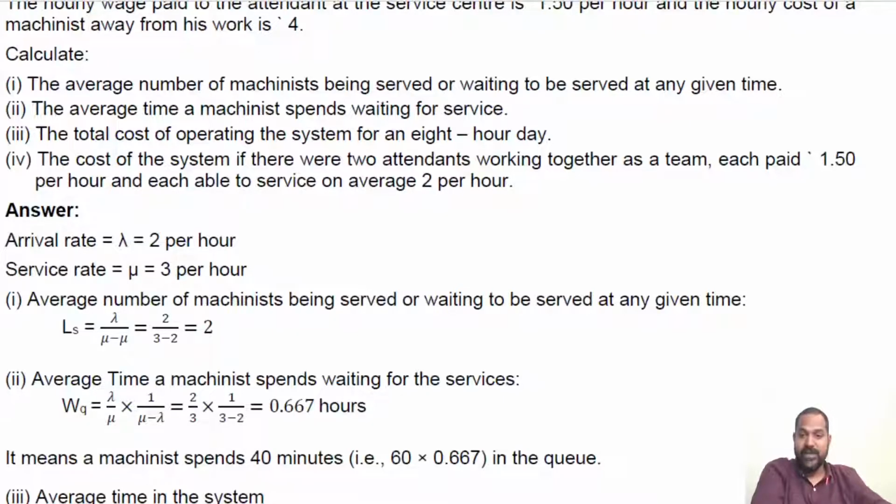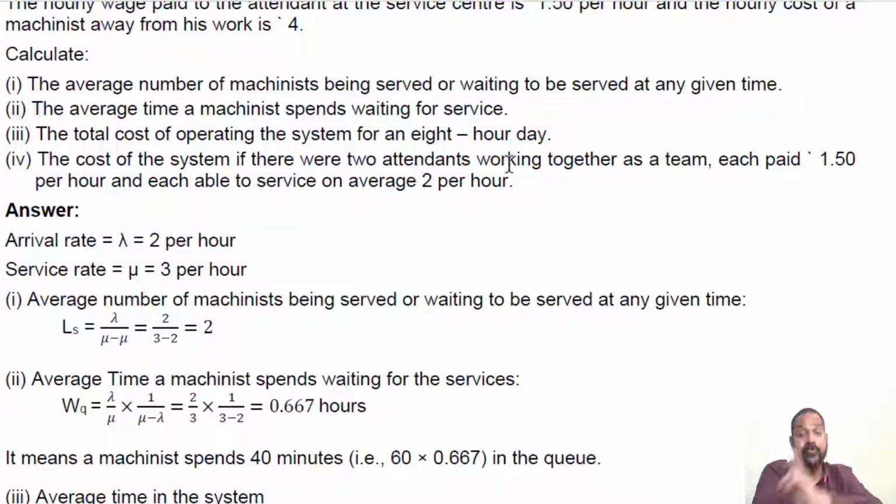What they are saying is the cost of the system if there are 2 attendants working together as a team, each paid 1.5. Perfect. If one person is getting paid 1.5, then two people will get paid 3 rupees. So there the cost will be high. But it might happen that the waiting might reduce. So then the waiting cost will be less per hour, and each able to serve 2 per hour.